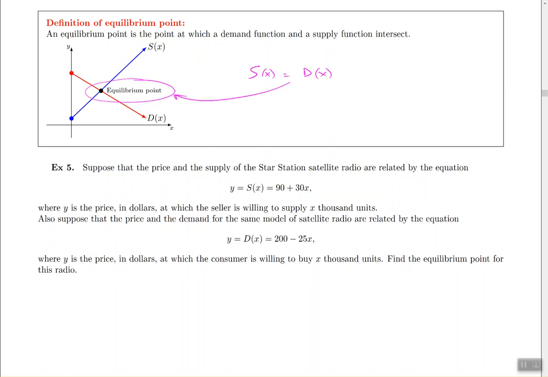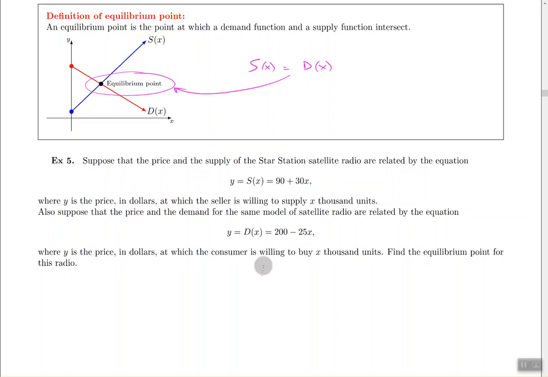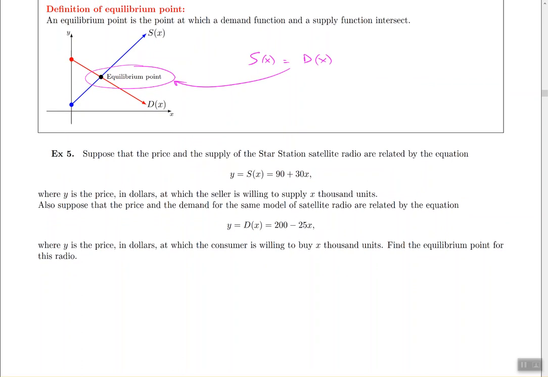Okay, so we can do that the old school way using algebra, or we can use systems of equations to solve the problems. So take a look at example 5, pause the video and see if you can understand what is going on here. And let's try to solve the problem and find the equilibrium point in this situation.